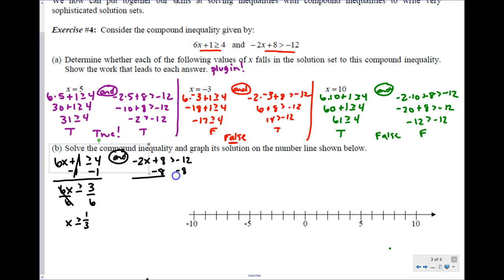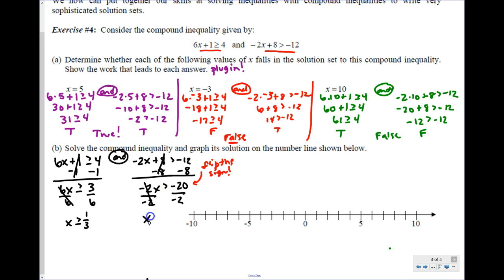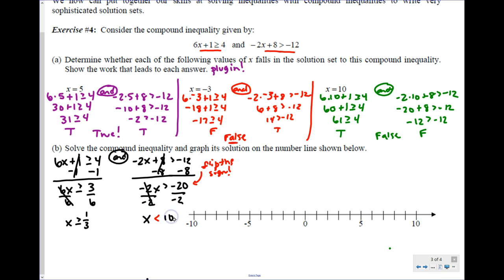Subtract 8 on both sides. These cancel out. Negative 2x is greater than negative 20. Divide both sides by negative 2, and be very careful here. You are dividing by a negative number, which means you have to flip the sign. So be very, very careful. This is going to become x is less than, since I had to flip the sign. So x is less than a positive 10.